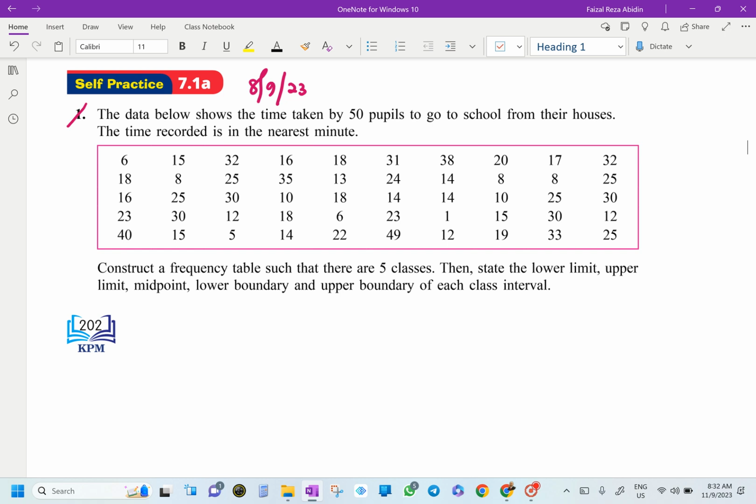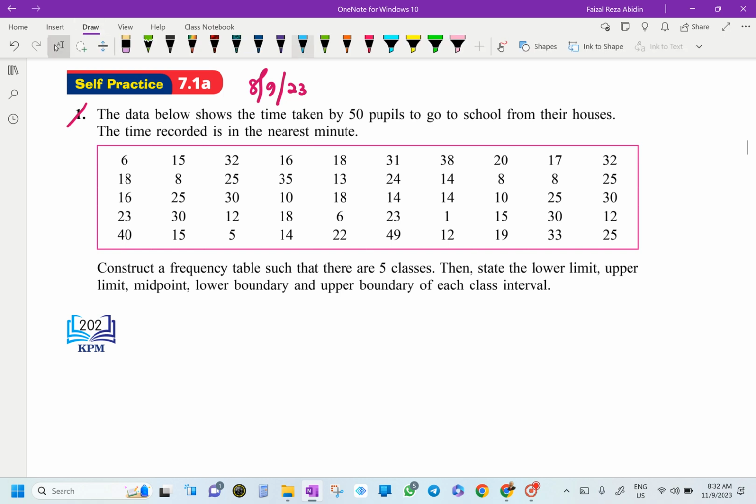Okay, so which one is the highest one? 49. The highest is 49, isn't it? So you have to determine the highest first. The highest is 49, the smallest here is going to be 1.